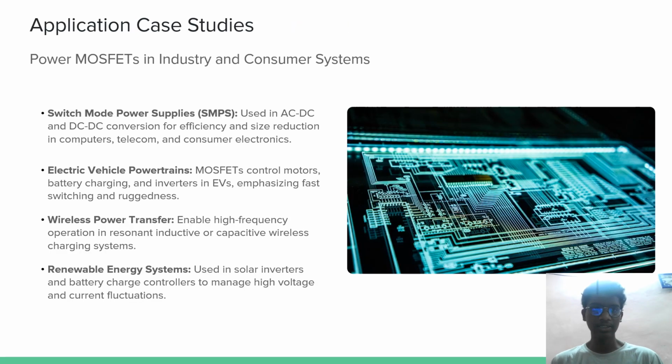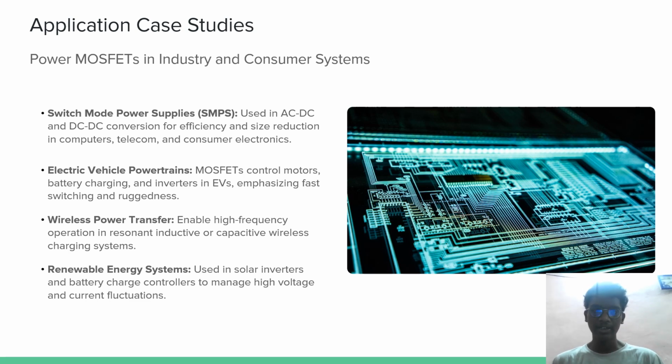Application case studies: power MOSFETs in industrial and consumer systems. Switch mode power supplies (SMPS), electric vehicle powertrain, wireless power transfer, renewable energy systems. Switch mode power supplies are used in AC to DC and DC to DC conversion for efficiency and size reduction in computers, telecom, and consumer electronics.